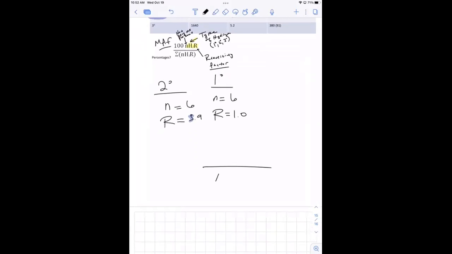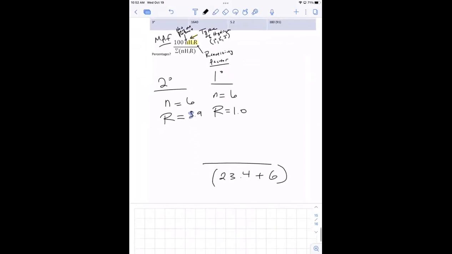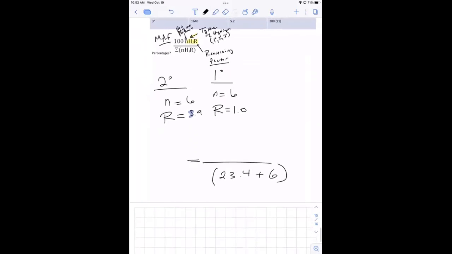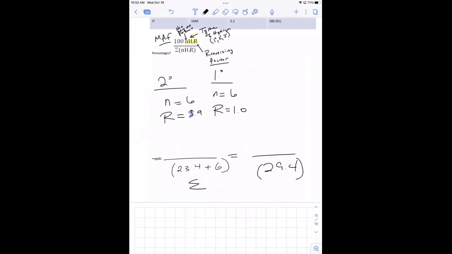So the sum: 23.4 plus 6. Is that right? Yeah, 23.4 plus 6 is 29.4. Let me move it. That's my sum of all of my values, 29.4.